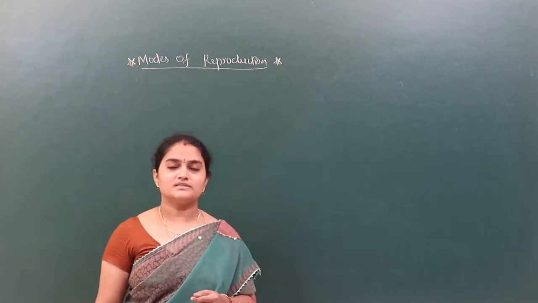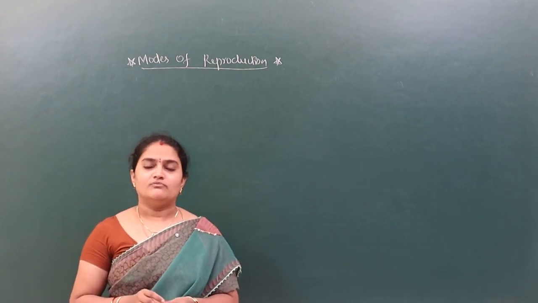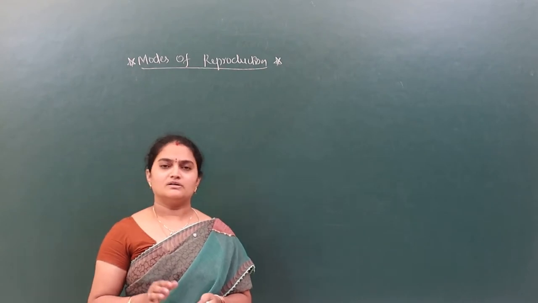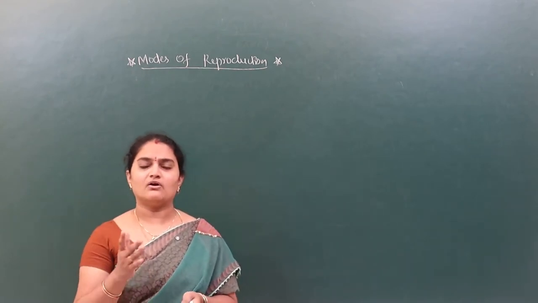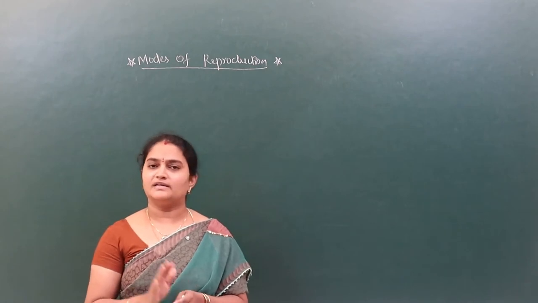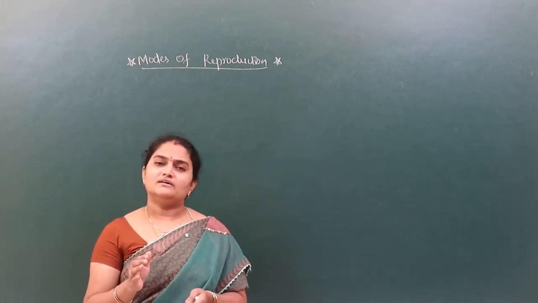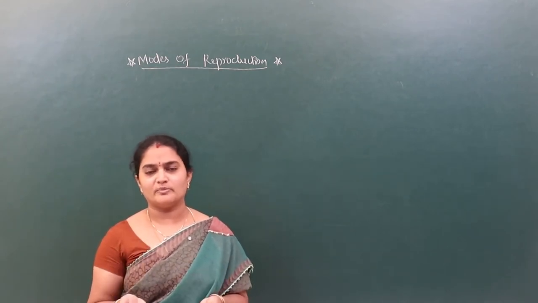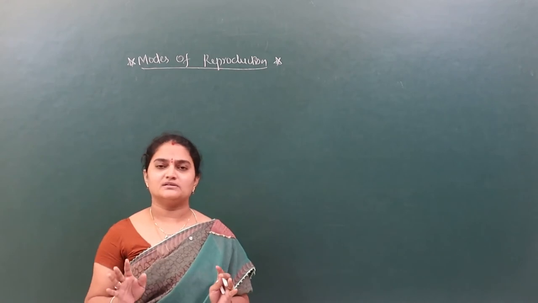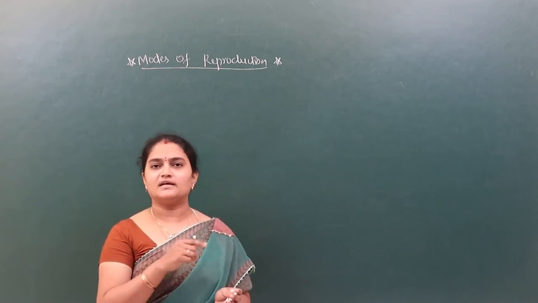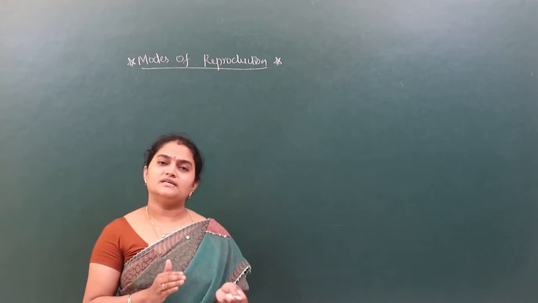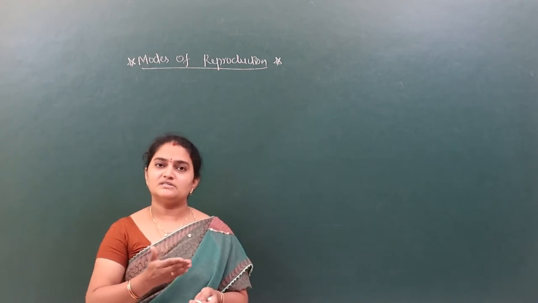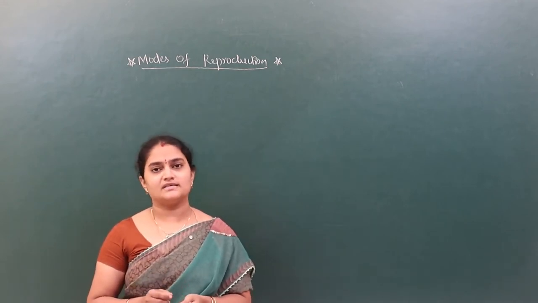In this topic, first we have to know why we need to study these modes of reproduction. Because any organism on the earth cannot live for more than a certain time; it has to die. But the Homo sapiens species is there. Consider we are human beings, Homo sapiens. We are a particular species in this entire world, and this species has been continuing for thousands to millions of years. How is this species continuing?